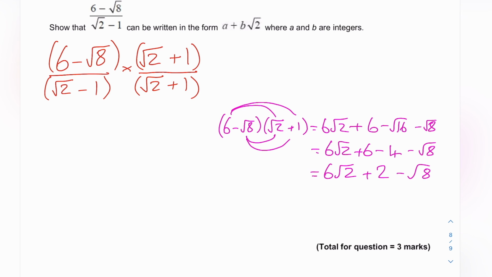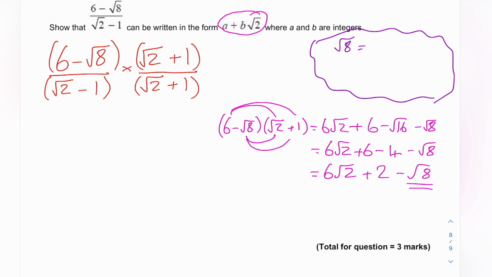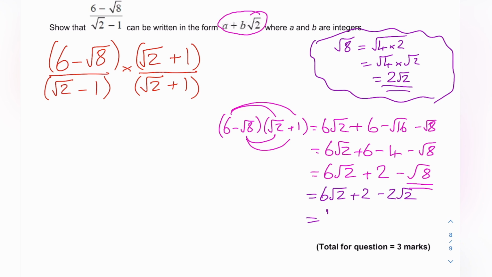You can again see that our answer currently does not look like it's in this form. So what we need to do is simplify this root 8. If we just think about what root 8 is up here, we can simplify that as 4 times 2, because we've picked out a square number which is a factor, and that's root 4 times root 2, which is 2 root 2. So now I've got 6 root 2 plus 2 minus 2 root 2, because that's what root 8 is equal to. 6 root 2 subtract 2 root 2 is 4 root 2, add this 2.